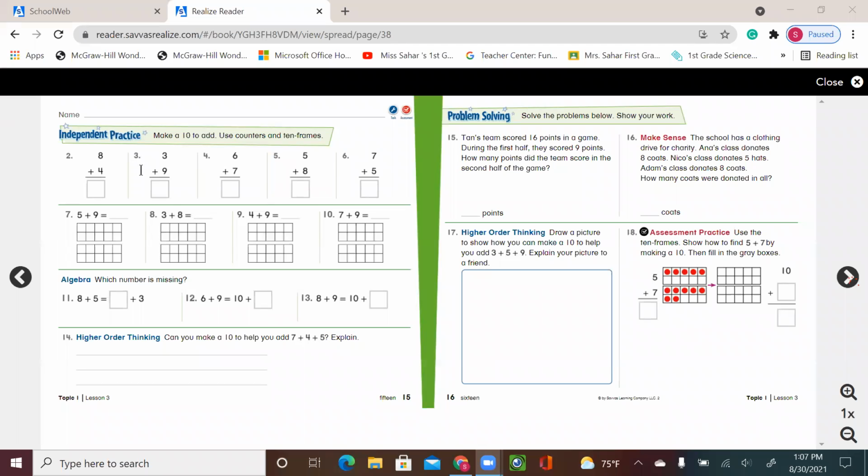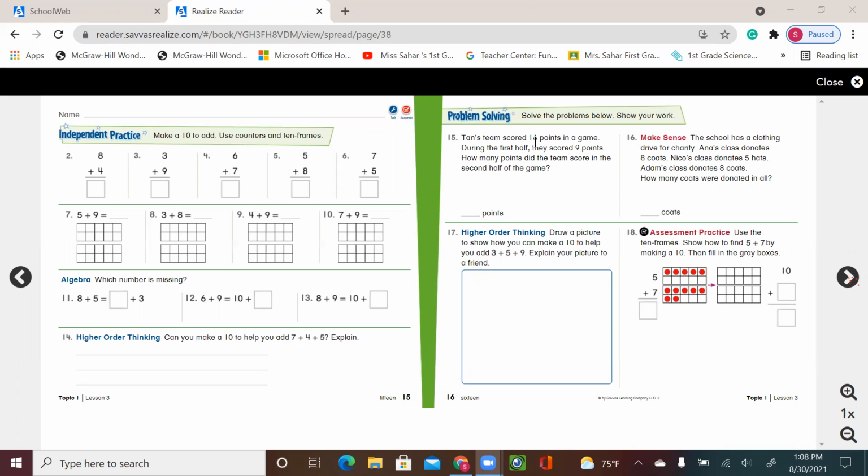All right, page 15. Independent practice. Make a 10 to add. Use counters and 10 frames. So now this is your turn to practice. But I'm going to help you with the first question. 8 plus 4. What we need to do, we need to have a 10 frame and fill 8 counters or draw 8 dots on the first part of the 10 frames and then 4 in the second 10 frame and make a 10 and add the rest. All right, let's go to page 16.